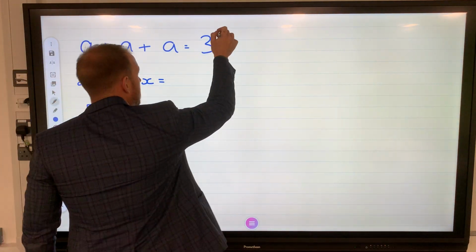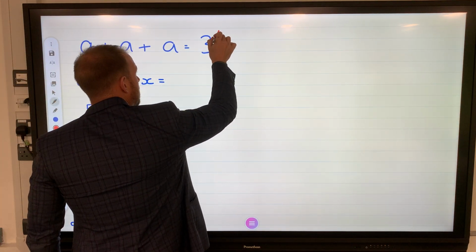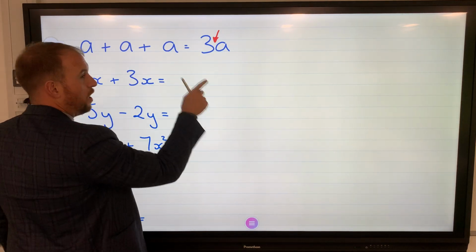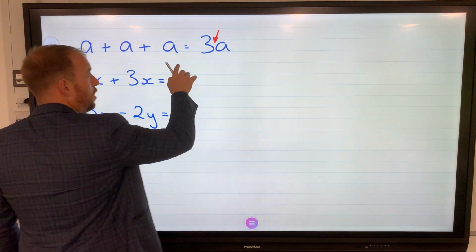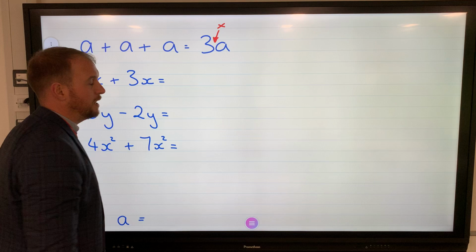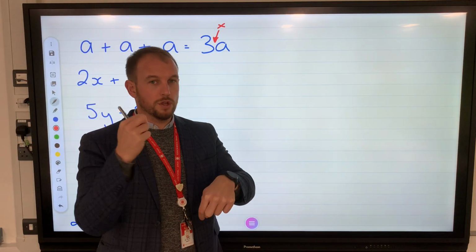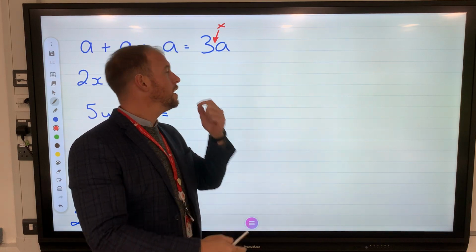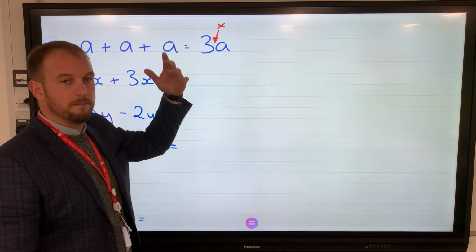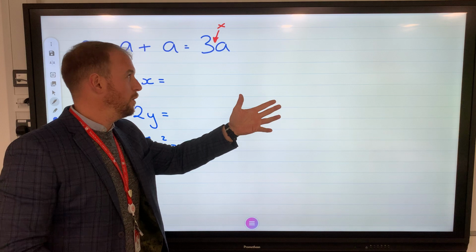In the middle here, I have got 3 lots of a. So lots of means times. So that 3a, you have to imagine there's that times sign in the middle. So it's 3 lots of a. Just stick it together and it makes sense to everyone in the maths world.